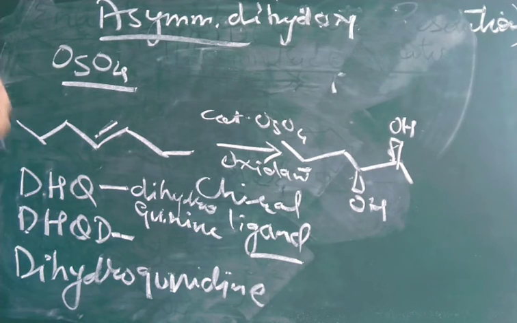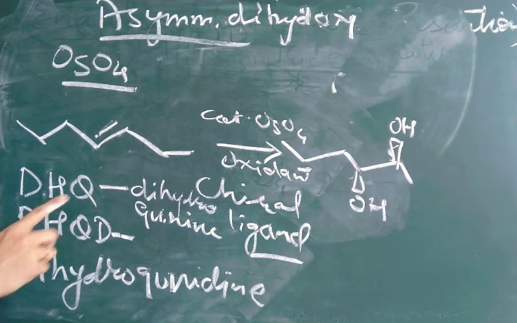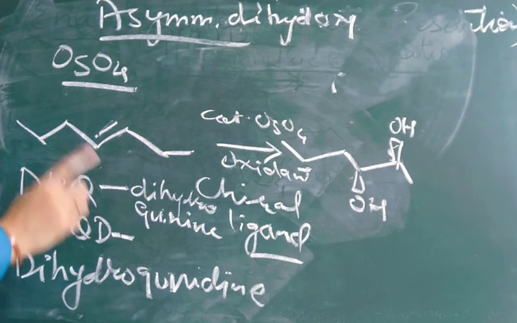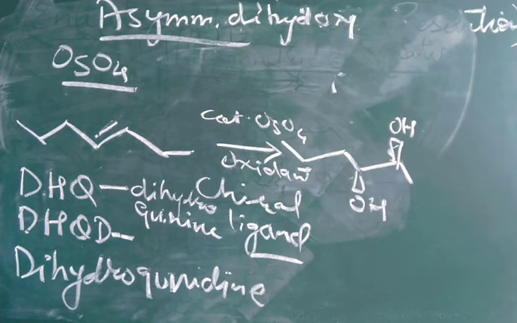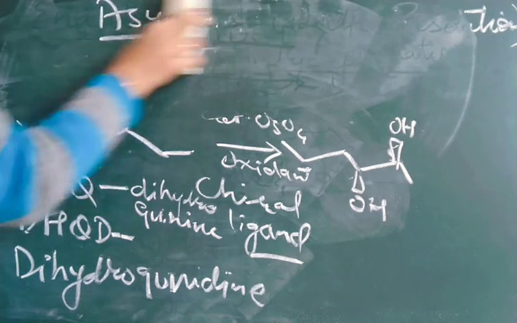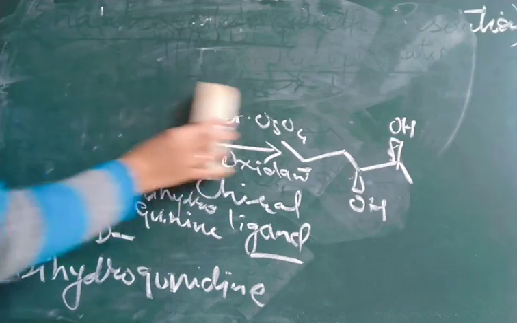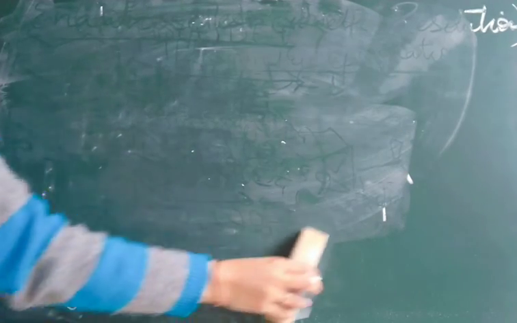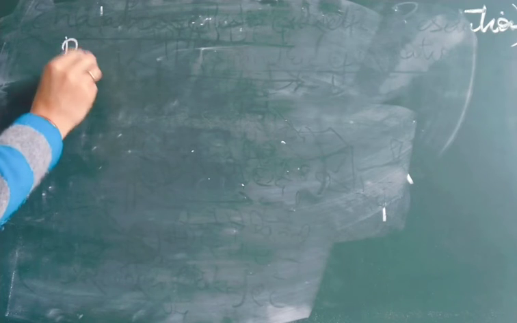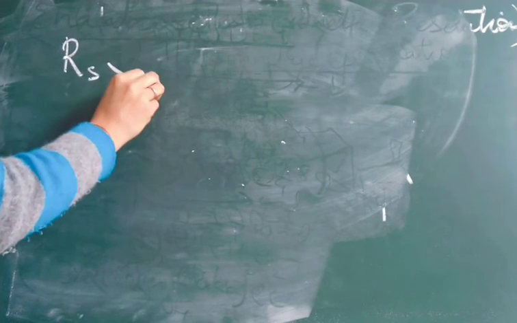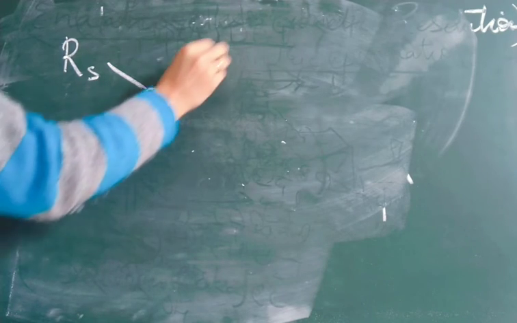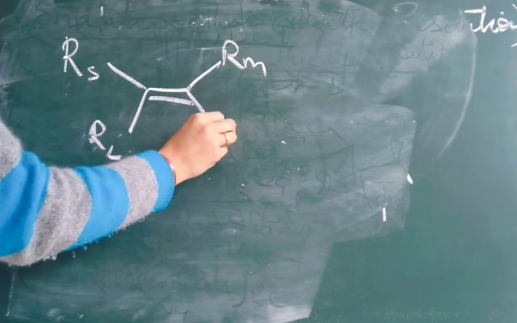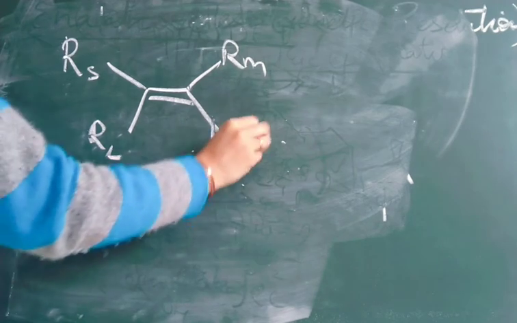In the same way, when we are using the dihydroquinine, or the dihydroquinidine, what will happen and what will be the product of the reaction? Let's see. And what happens if there is a steric hindrance? What will be the product formation? Suppose I am attaching any group, RS here, RL here, RM I am writing, and here one is hydrogen.